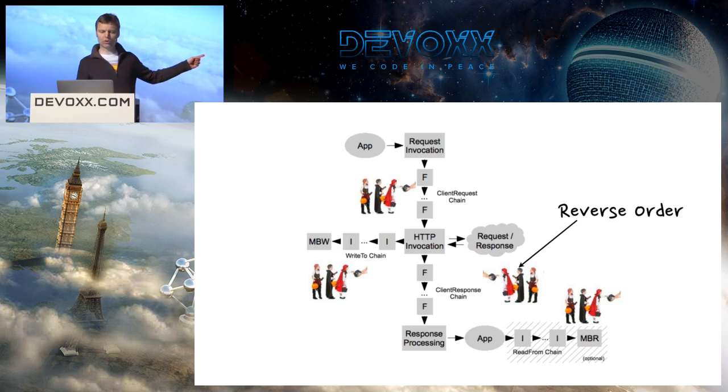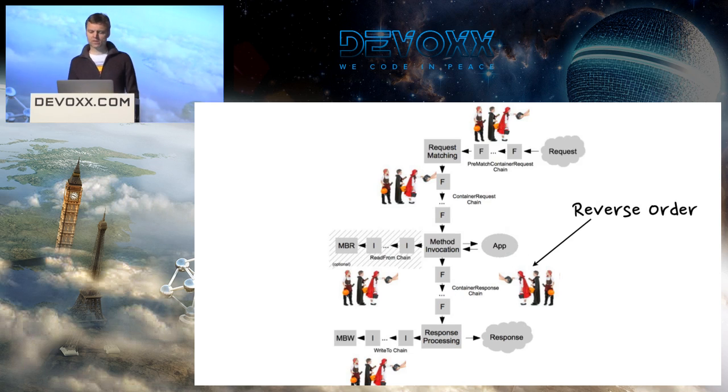So when you look at the flow here, you see that the ordering takes place everywhere where those three figures are standing, and then you have a reversed order in the client response chain. So the filters are then invoked in reverse order to get the same processing semantics as in the request chain. And the same is on the server side, where in the response phase the filters are also invoked in the reverse order of the priorities.